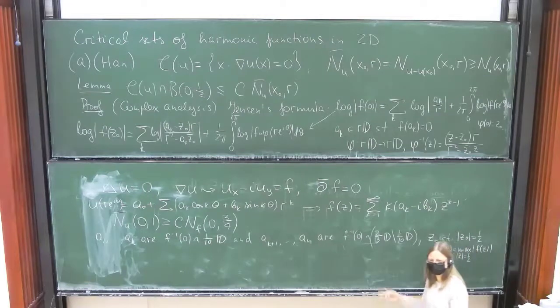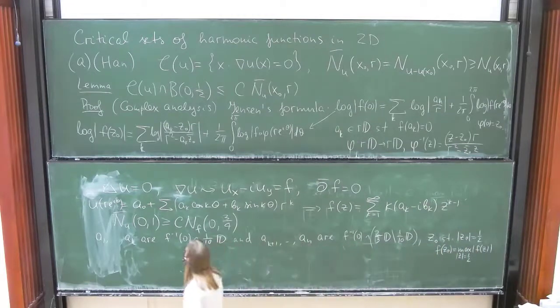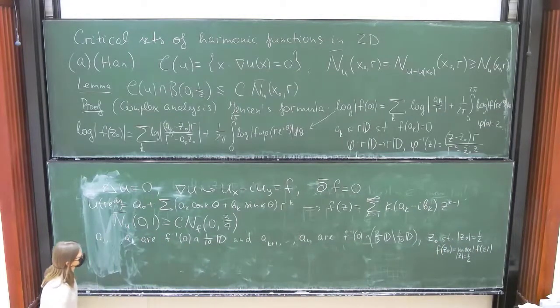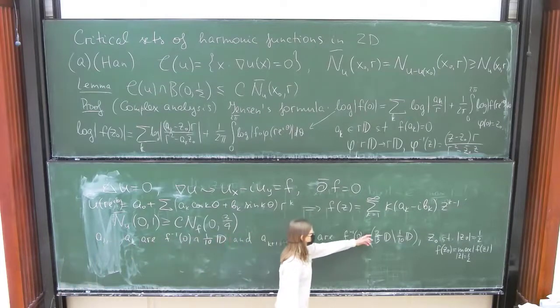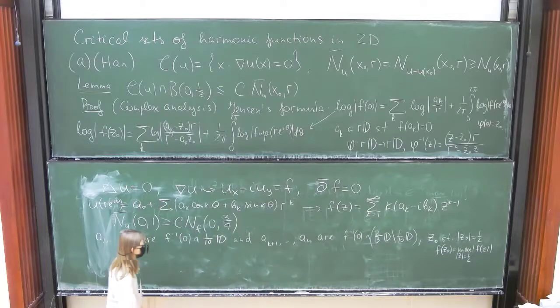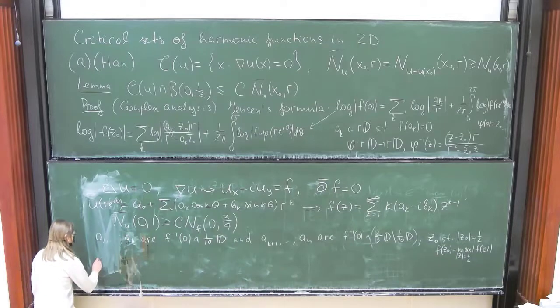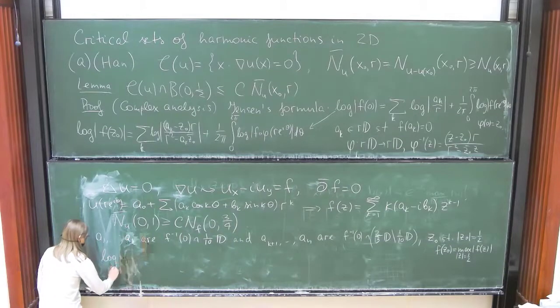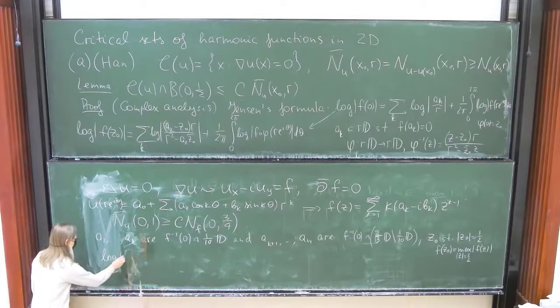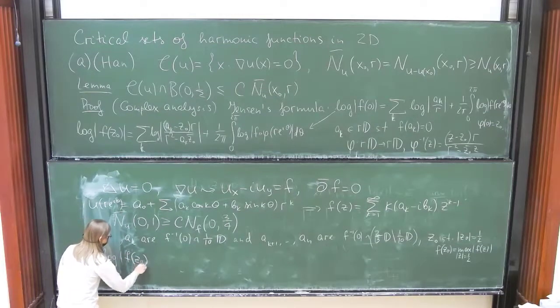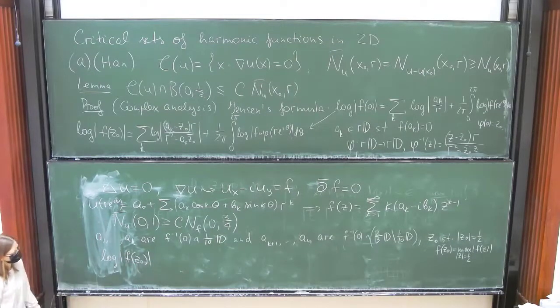And apply Jensen's formula to this setup. My R will be 2/3, something between 1/2 and 3/4. So on the left-hand side, we have the log of f at this maximal point.